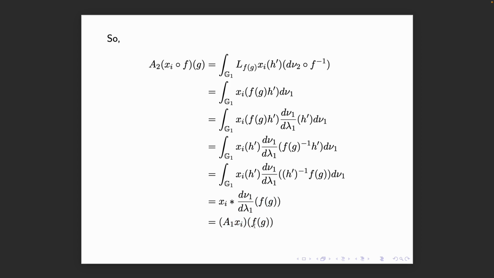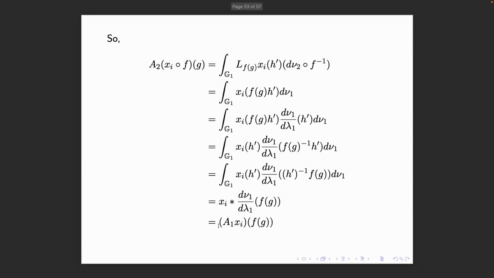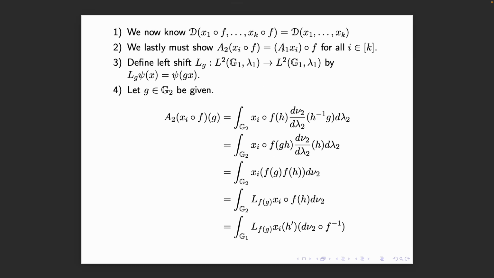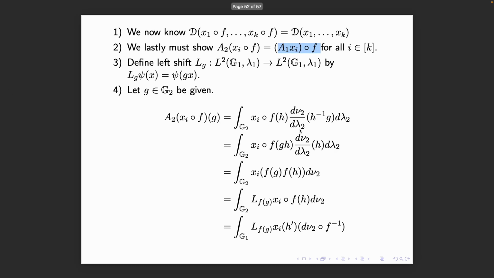But what is this? I guess I didn't say. What did I originally want? Yeah, well that's just this. Let me modify that in my slides. This is A1 of xi composed with f at the point g. Okay, now that that's fixed.